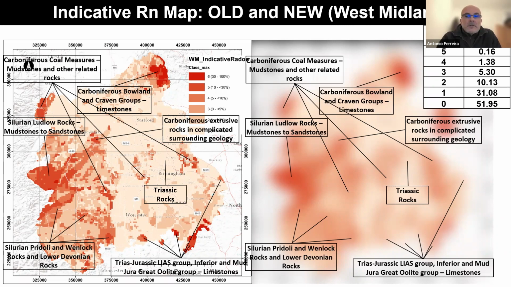The Silurian rocks, namely Ludlow, but also Pridoli and Wenlock, in the southwest quadrant of the map. You can see some hotspots there. And the Lias, Inferior Oolite and Great Oolite groups in the southeastern part of the map. These are among the rocks over which we find higher radon levels in West Midlands.